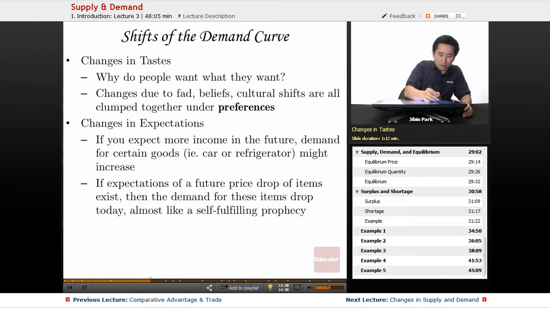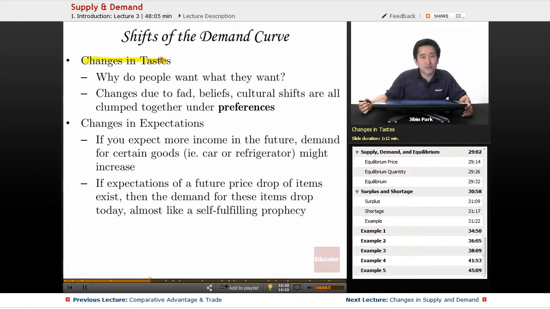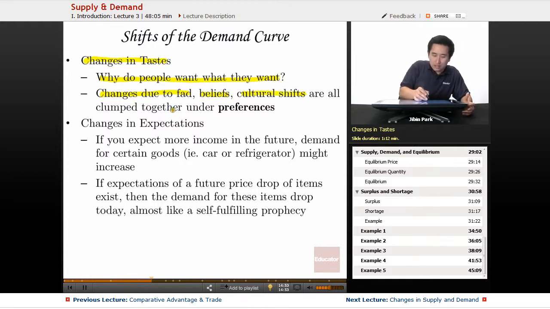Another situation would be a change in tastes. Now, this is a little bit more of a subjective thing, so there's really no in-depth analysis. I mean, really, why do people want what they want? There could be changes due to fads, beliefs, cultural shifts. These are all clumped together under preferences. I think the most common example maybe would be through advertisement.